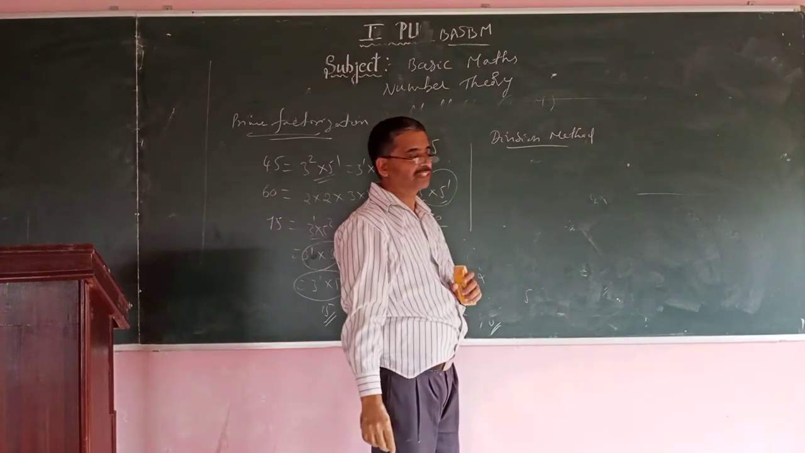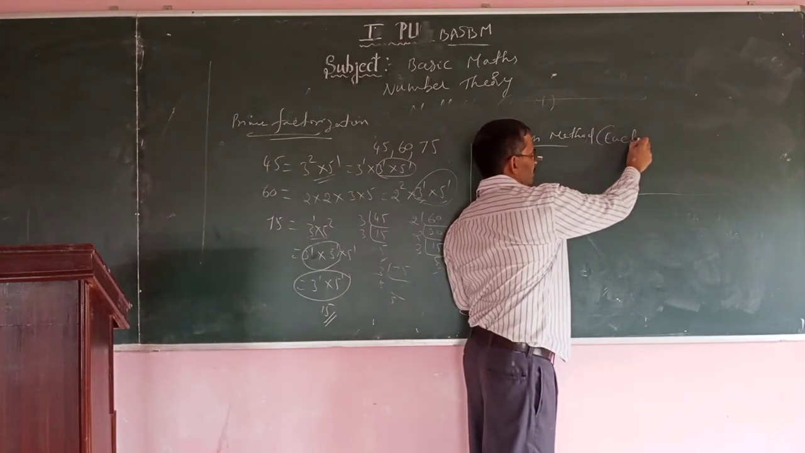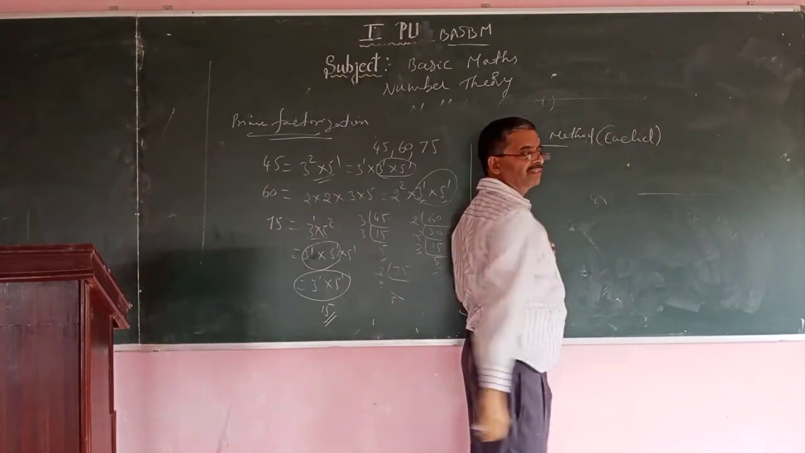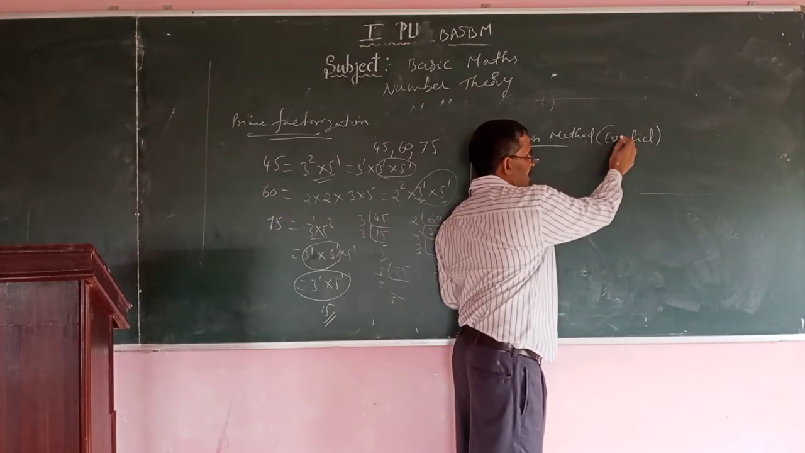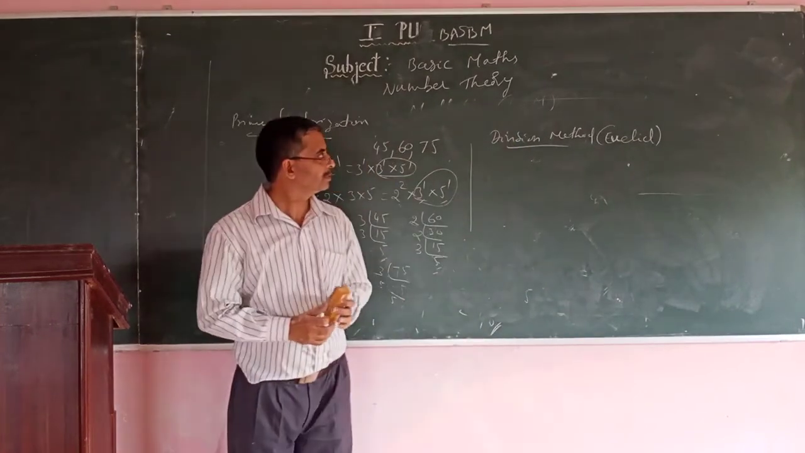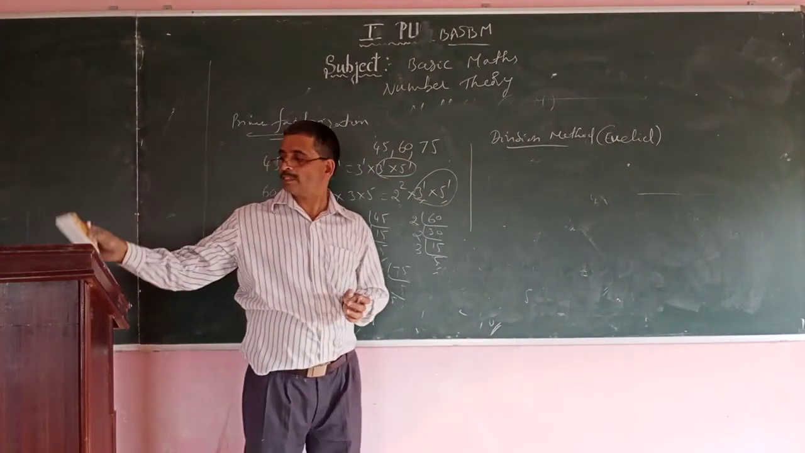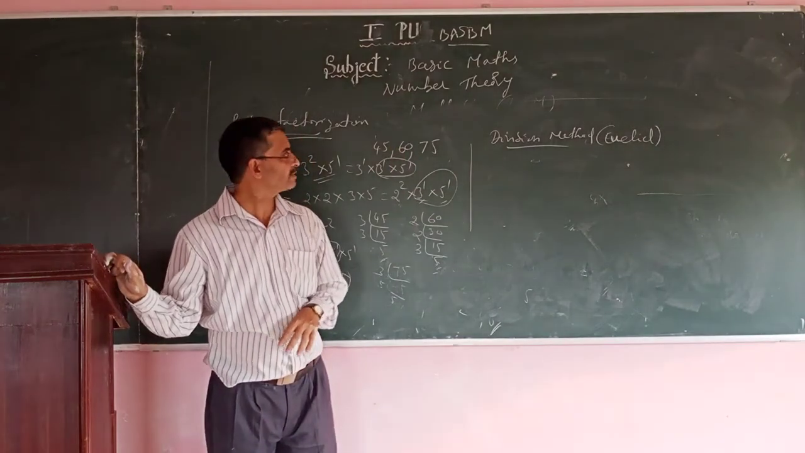Euclid division, it is also called Euclid division method. What is this method? I will again explain it with example 45, 60, 75.